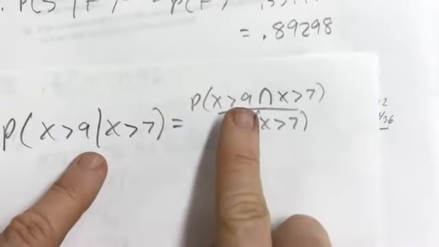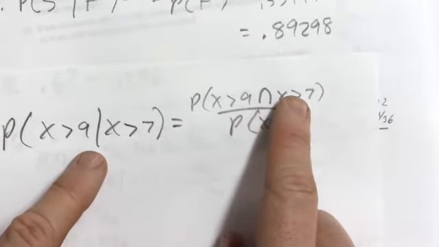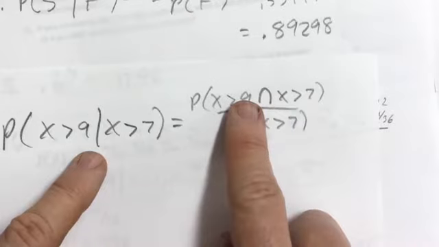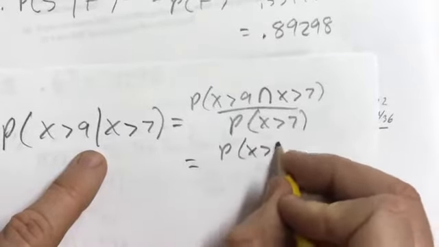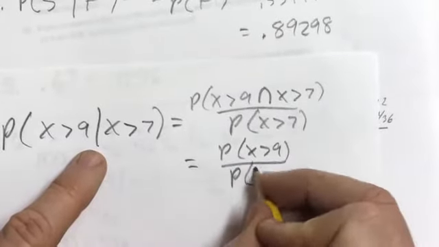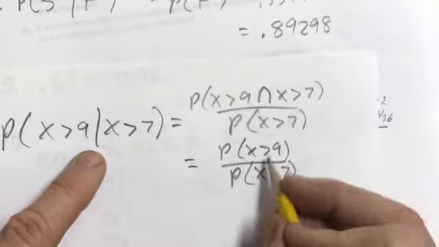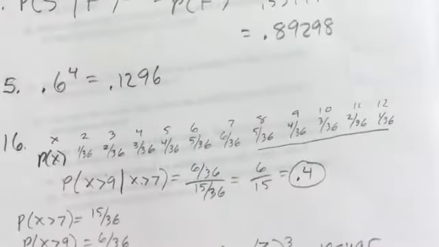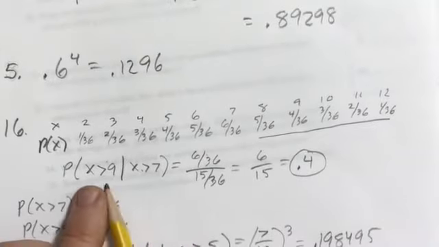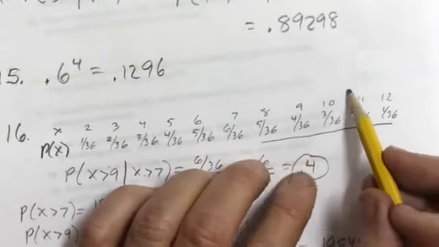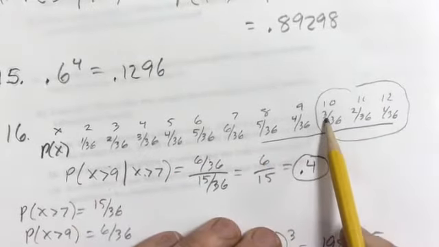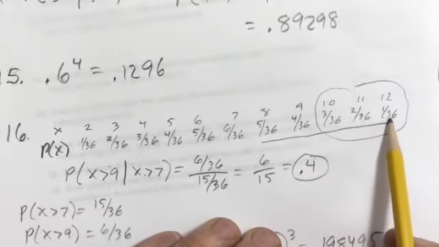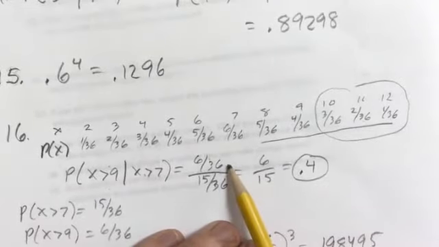But think about this. If I told you that something was greater than 7 and also greater than 9, what's the easier way of saying that? It has to be just greater than 9 if it's going to be true for both. So it's the probability that X is greater than 9 over the probability that X is greater than 7. What's the probability that it is greater than 9? Greater than 9 would be 10, 11, and 12. So you add those three up, 3/36 plus 2/36 plus 1/36. That adds up to 6/36.